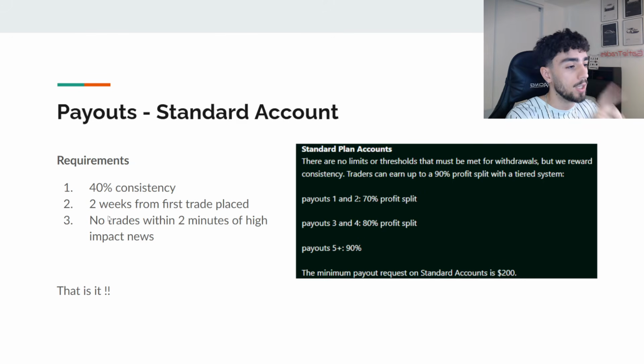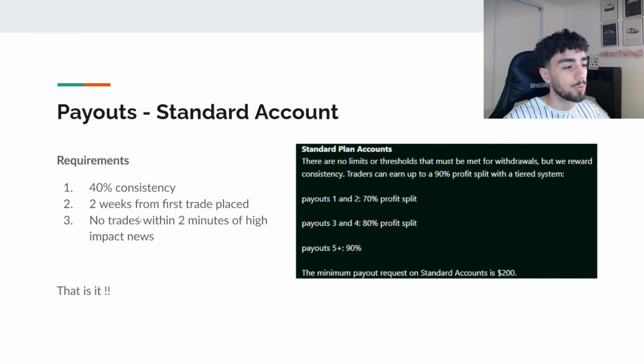Now, there are 2 rules. 1, you can withdraw payouts every 2 weeks from the first trade placed. So every 2 weeks, you can get paid. You have a 2-week interval. It starts counting from the first trading day, the first day you take a trade on the account. So if you get it funded and you don't trade for 3 days and you trade that 4th day, that's when the cycle starts.